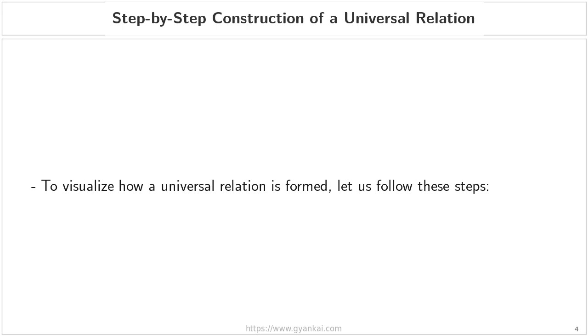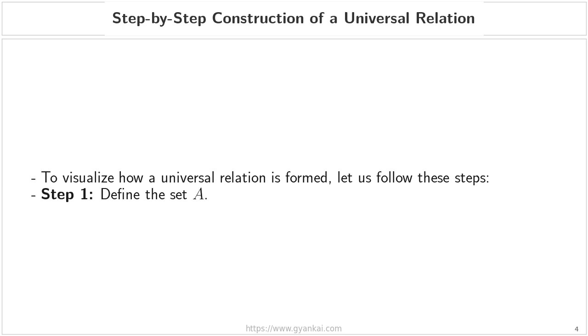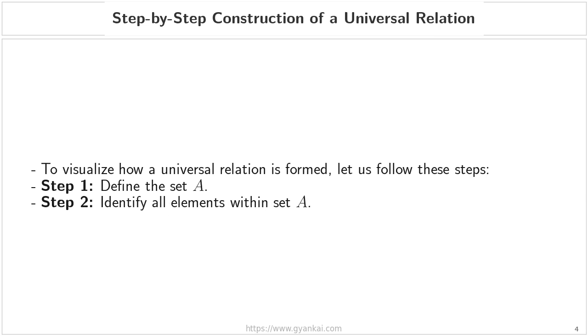Step-by-step construction of a universal relation. Now that we have established the mathematical definition and the concept of the Cartesian product, let us move on to a practical visualization of how a universal relation is actually constructed. To do this, we can follow a simple four-step process. First, in step 1, we define our set, which we will call set A. Step 2 is straightforward. We identify every single element that exists within set A.